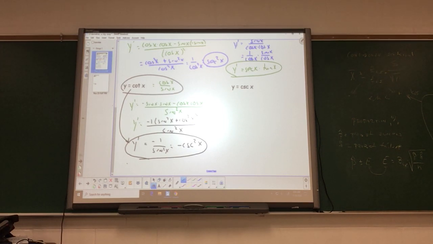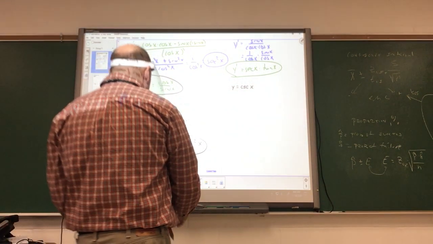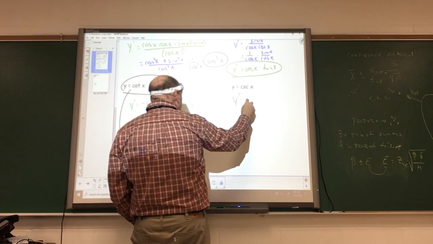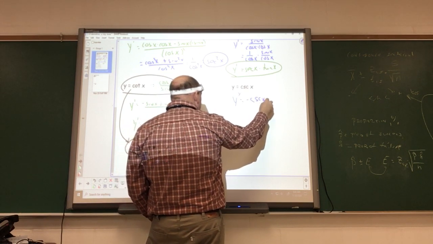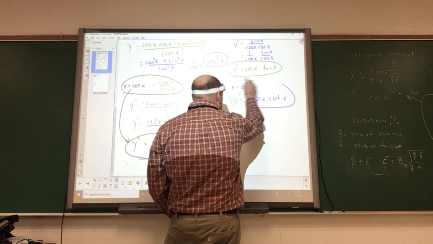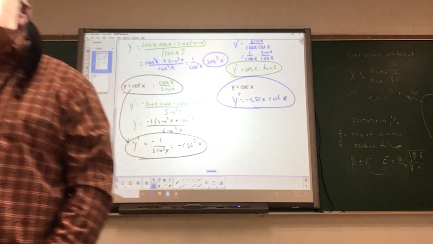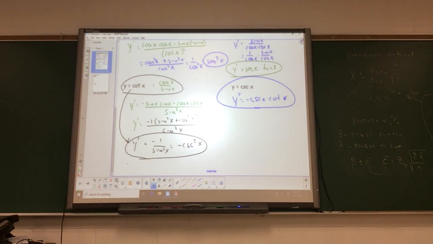And the last one, the cosecant, is going to fall in line with what we did with the secant one. The derivative will turn into negative cosecant x times the cotangent of x. So for your trigonometric functions, we now have derivatives for these. I would put them to memory, and we'll do enough of them.